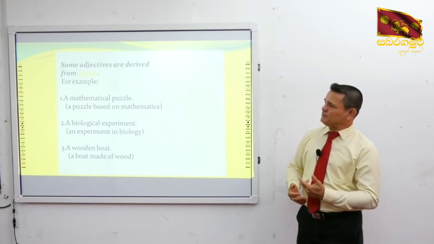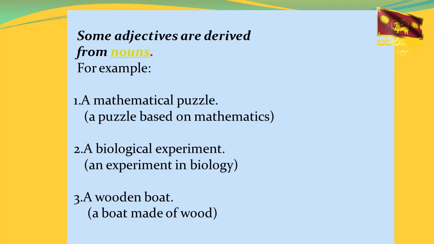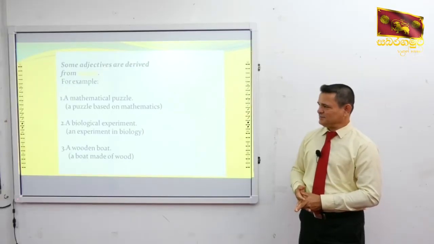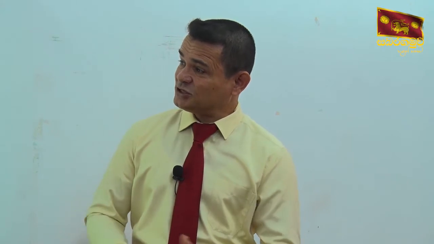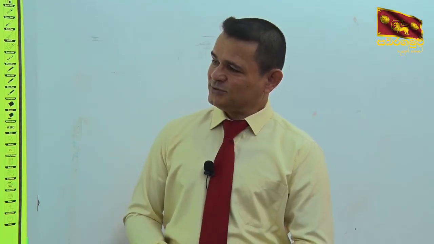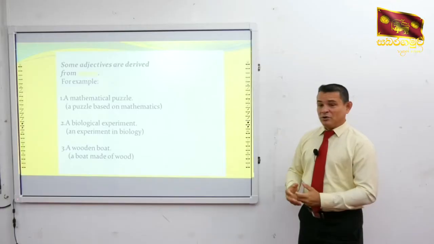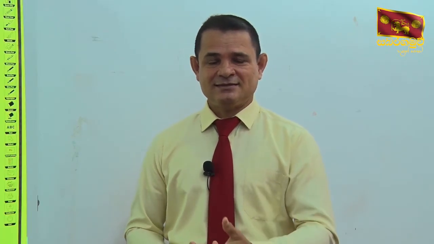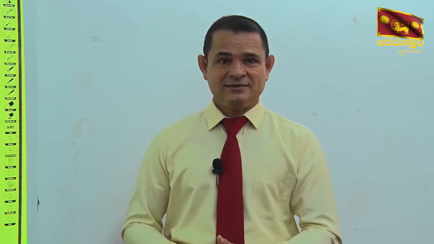Some adjectives are derived from nouns. Earlier we talked about suffixes. In the same way, for example, here, a mathematical puzzle, that is a puzzle based on mathematics. And a biological experiment, that is an experiment in biology. And also a wooden boat, a boat made of wood. So earlier we discussed this, and this will help you to get that idea thoroughly.